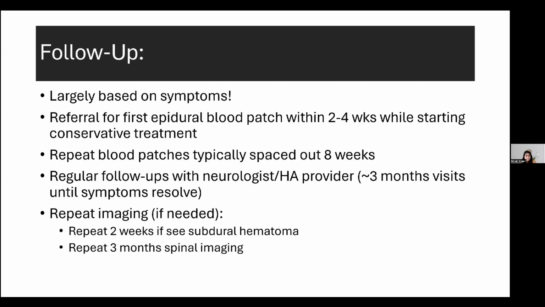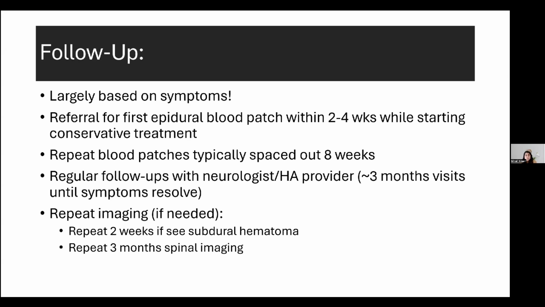So here in our CSF leak clinic, what we try to do is place referrals for epidural blood patch as soon as possible, once we suspect and/or confirm on imaging. We'll place the referral for an epidural blood patch within 2 to 4 weeks and also start conservative treatment with the caffeine, with the abdominal binders, with the hydration, just to get the process going.